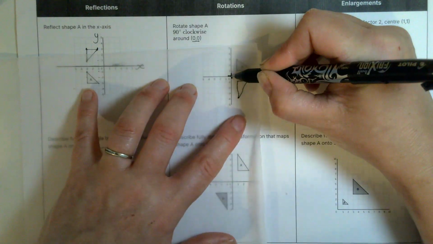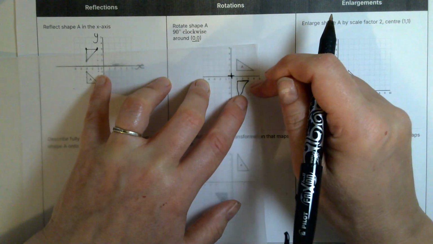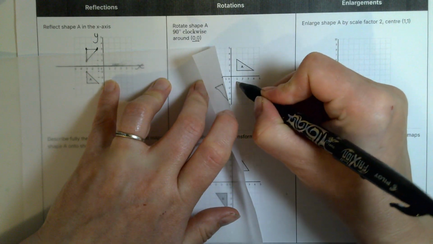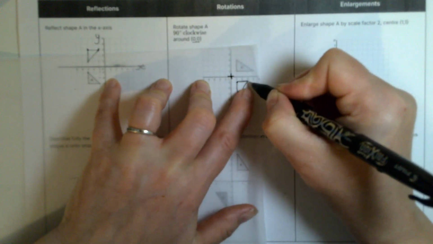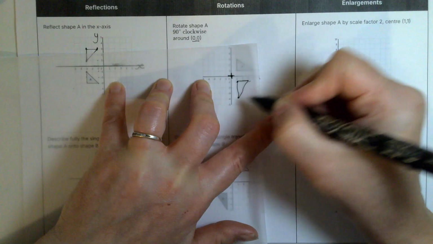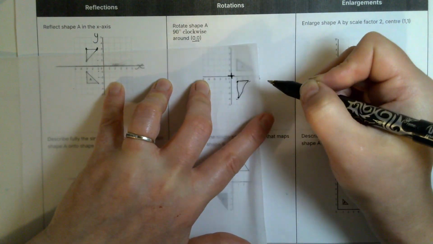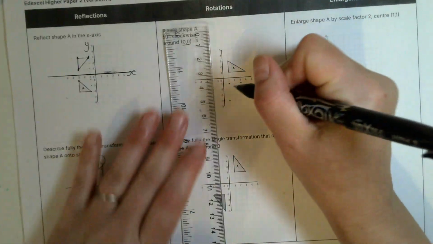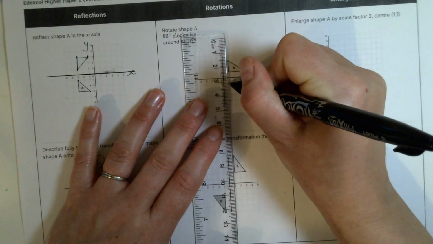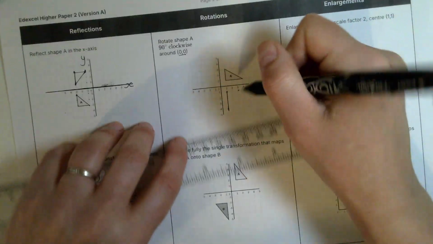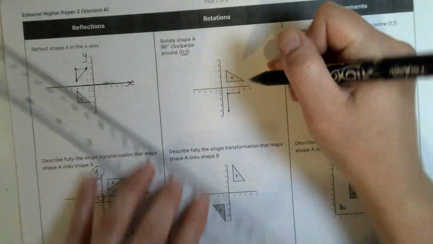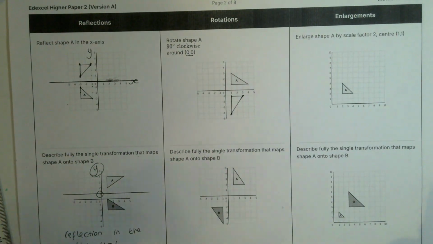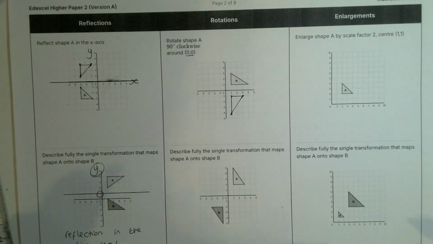There we go. This is why using a ruler would have been much better for me. So I can see one vertex is there. And I've got another one coordinate there and one there. There we go. Use your ruler and join them all up. There we go. So we've gone clockwise 90 degrees about the coordinate 0, 0.